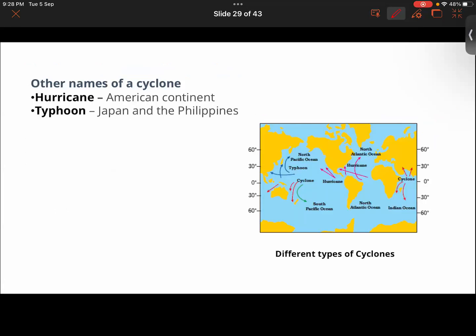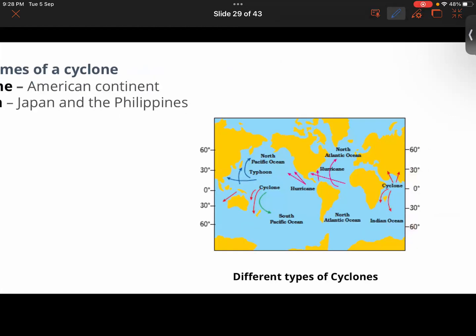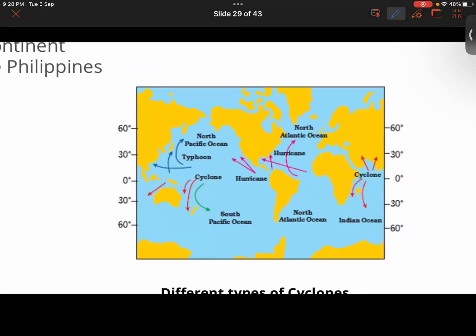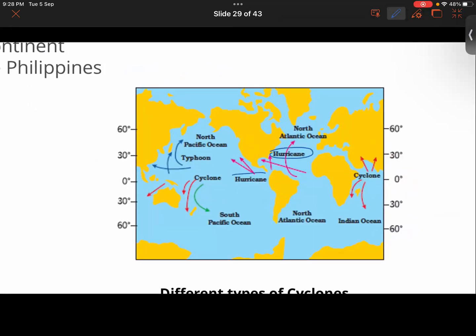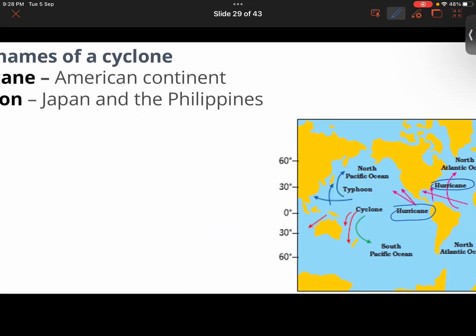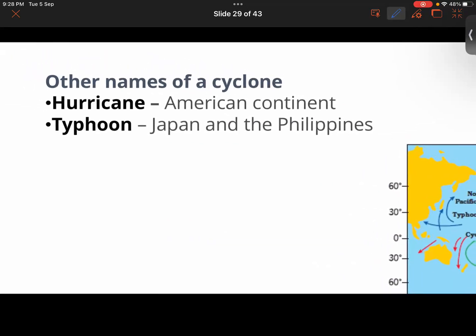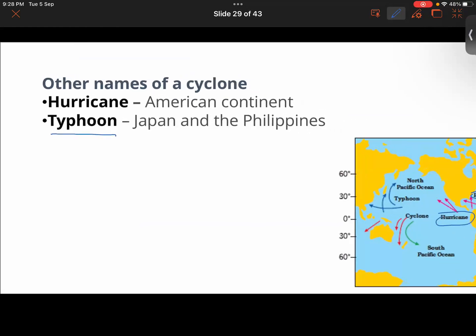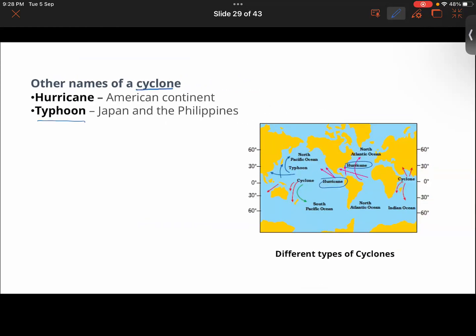Okay. Now, in different parts of the world, the cyclone is known by different names. For example, in the American continent, it is known as hurricane. See here in the diagram, in North and South America, it is known by the name of hurricanes. In the region of Japan and Philippines, it is known by the name of typhoon. All these things are same. Whether you talk about hurricane or typhoon, they are just same. They are basically cyclone, but with different names. Getting it?